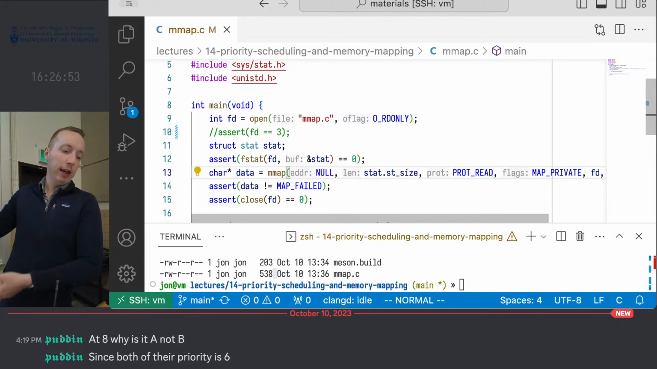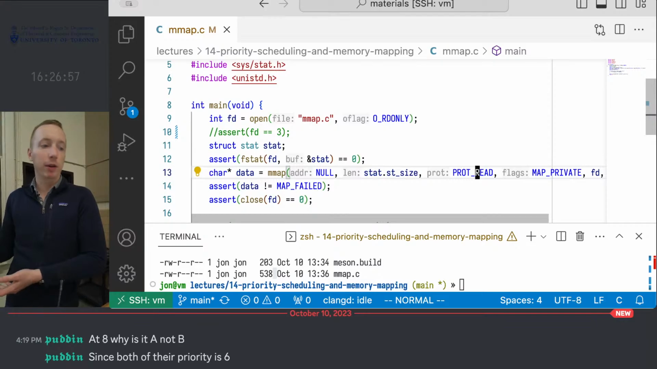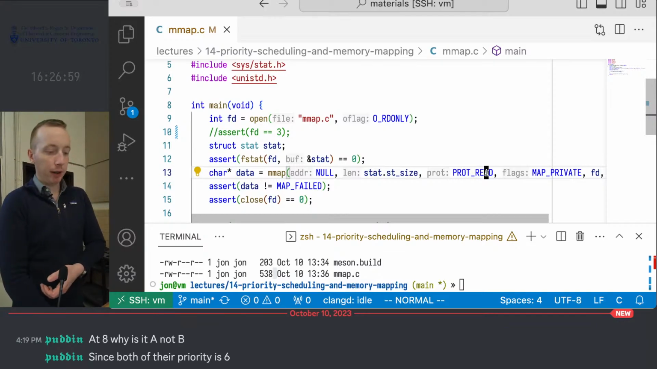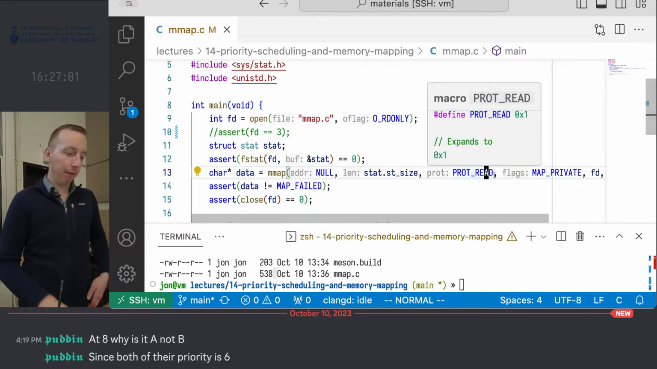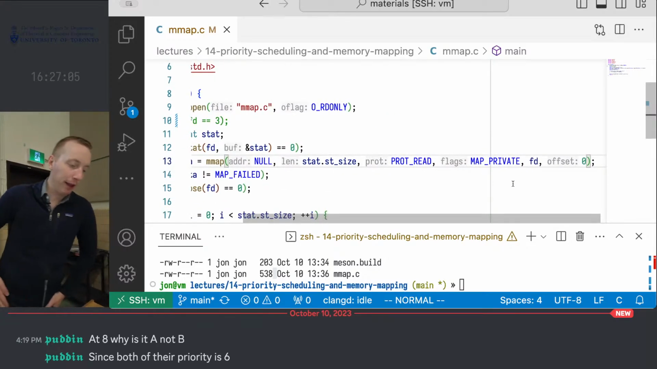So you can say, hey, I want to just read this memory, and then if I try to write to it, I'll get an error. If I wanted to write to it, I could just enable that flag, and so on and so forth. The next one is a fun flag.